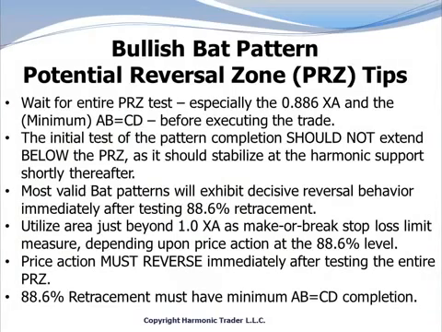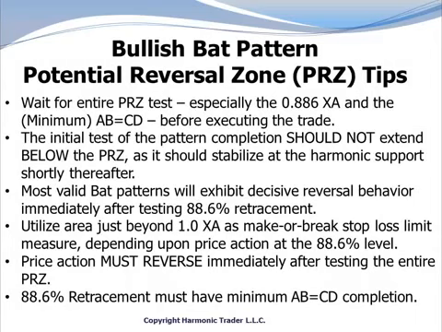Bullish Bat pattern potential reversal zone tips. As I said, it's important to wait for the entire PRZ test, and especially that .886 XA measurement. The minimum AB equals CD must be tested, although as these examples showed, it typically will be extended, but the minimum ABCD must be hit before executing the trade.